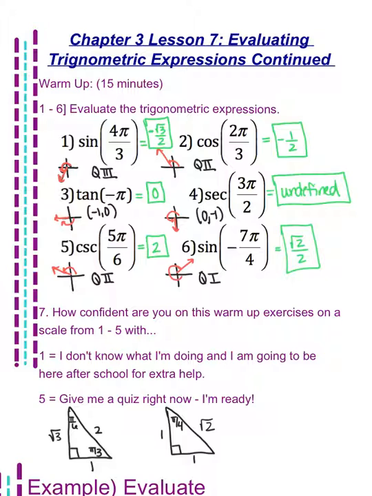Okay, so now it's time to check your answers. For number 1, you should have had negative square root of 3 over 2. Number 2, you should have had negative a half. 3 is 0. 4 is undefined. 5 is 2. And 6 is the square root of 2 over 2.